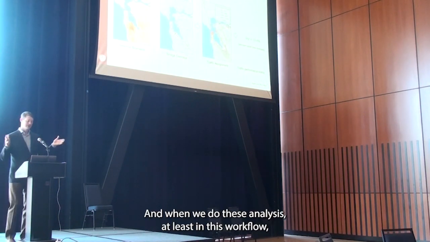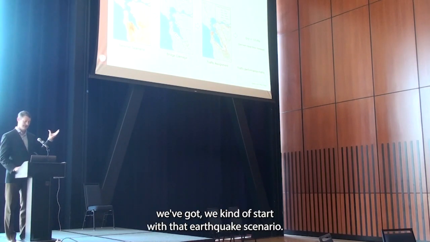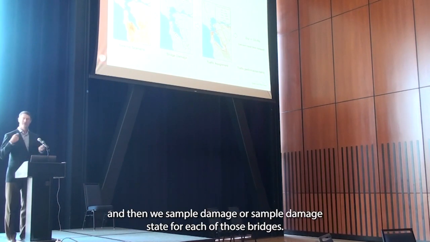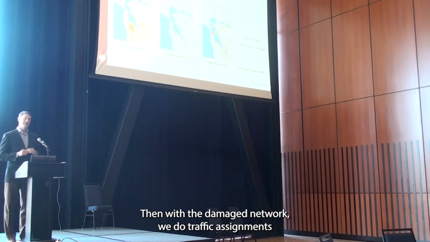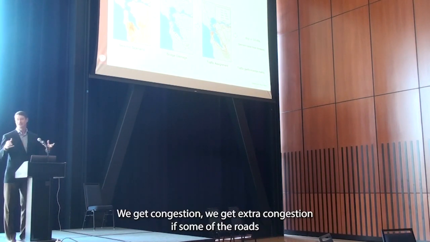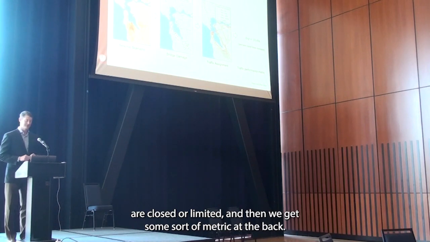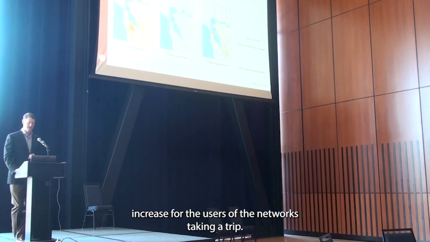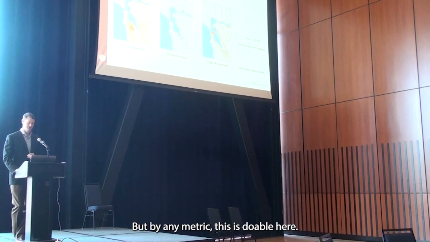And when we do these analyses, at least in this workflow, we start with that earthquake scenario and the ground motions. The ground motions are overlaid with the bridges, and then we sample a damage state for each of those bridges. Then with the damaged network, we do traffic assignment. So users take trips trying to minimize their travel time. We get congestion, we get extra congestion if some of the roads are closed or limited. And then we get some sort of metric out the back. In this case, it's an average travel time increase for the users of the network taking a trip. But any metric is doable here.